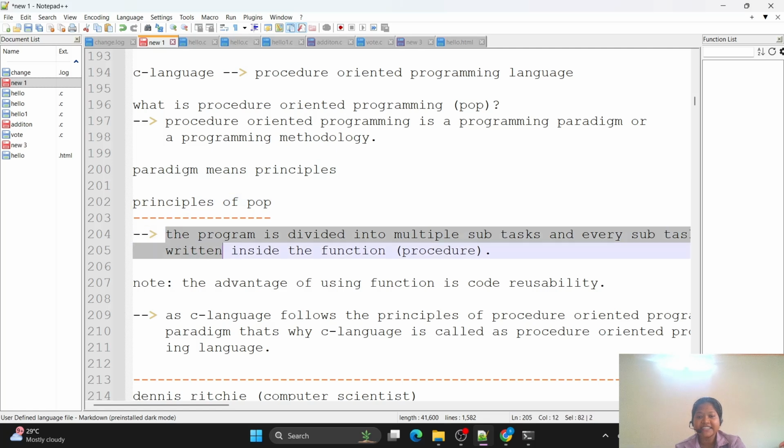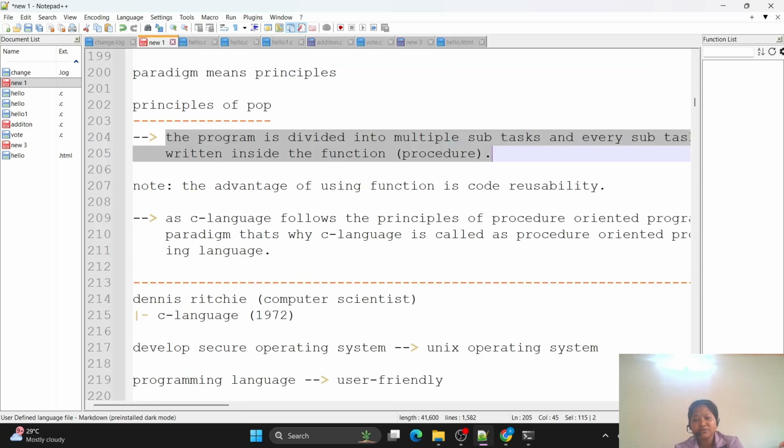The program is divided into multiple subtasks and each subtask is written inside a function. As I told you, here the main focus point is function. The whole big task is simplified into small tasks, but each task could be done by what? Function. Or most of the tasks are written inside the function. The advantage of using function is code reusability. We can reuse the code again and again.